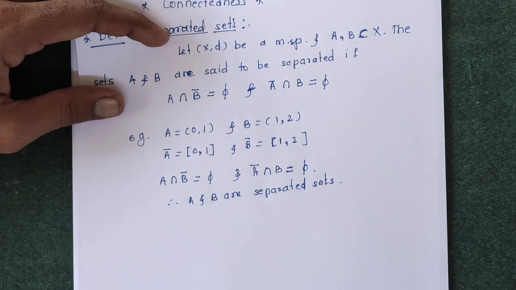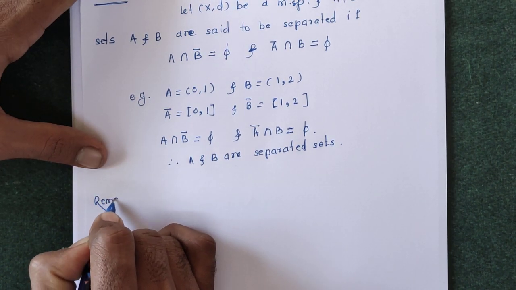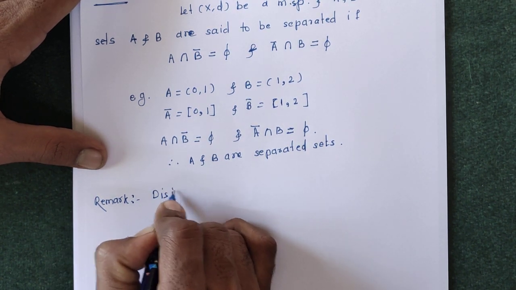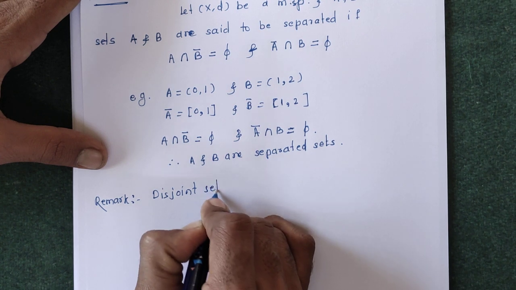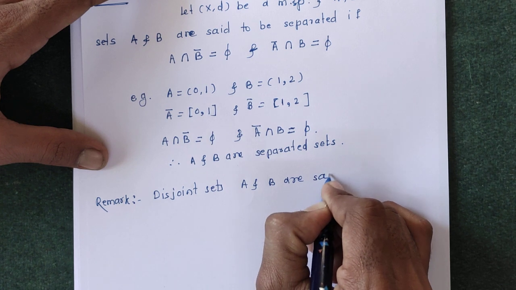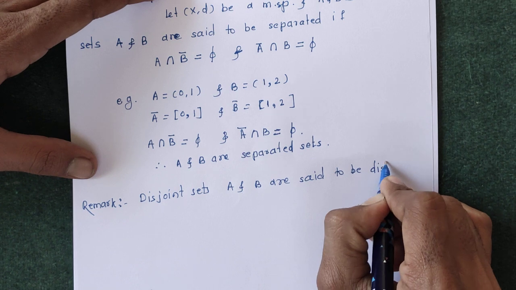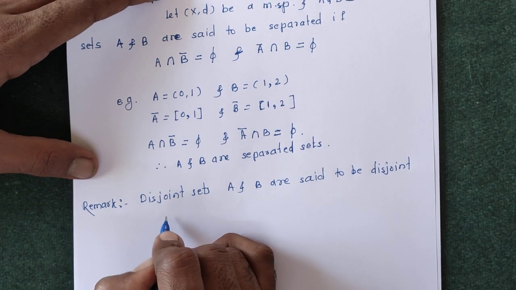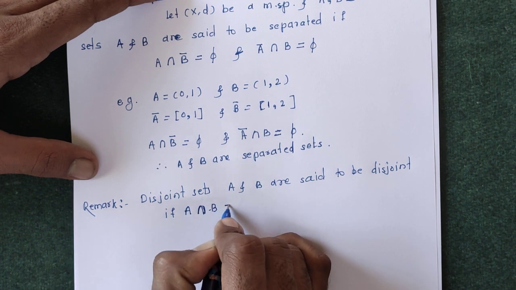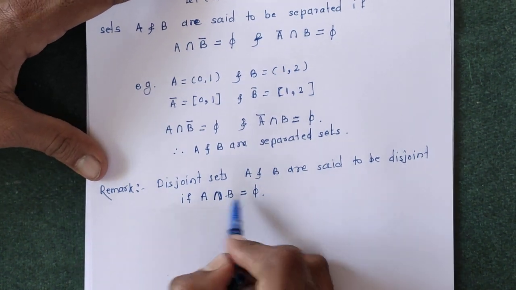So from this clearly we can say that, we will take one definition of disjoint sets. Write one remark here. Disjoint sets: A and B are said to be disjoint if A intersection B is equal to empty. There is no element in common in A and B, then we say that A and B are disjoint.